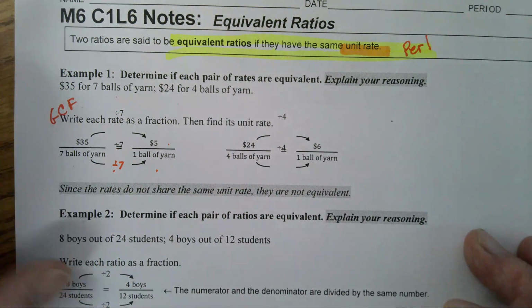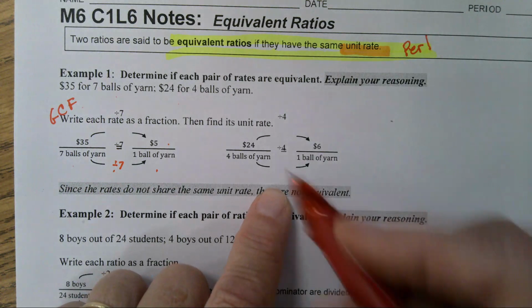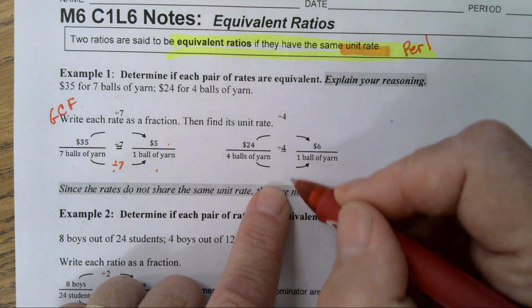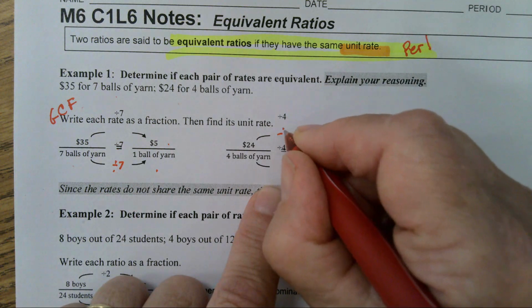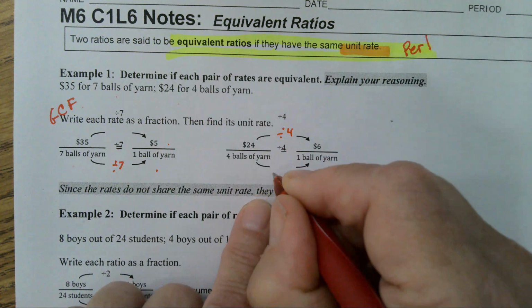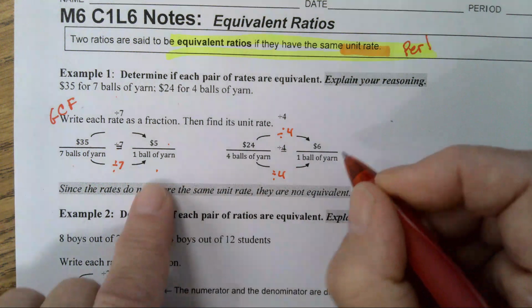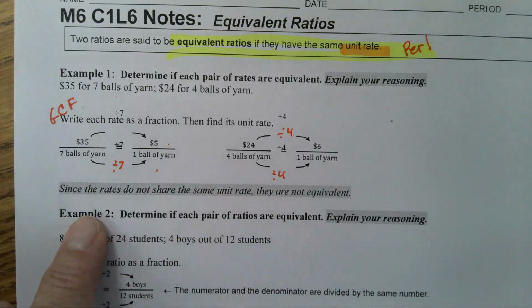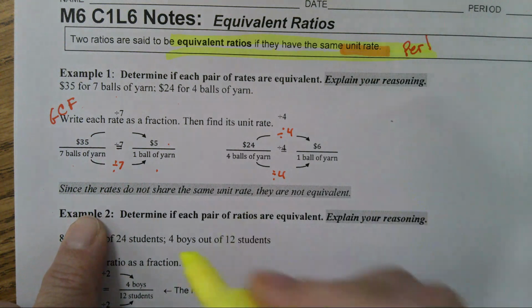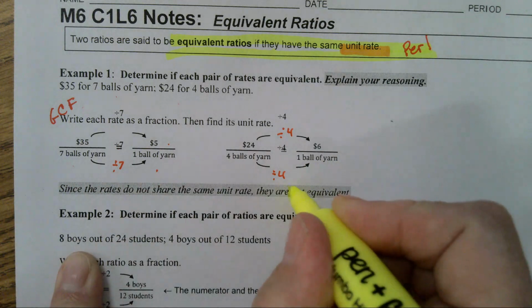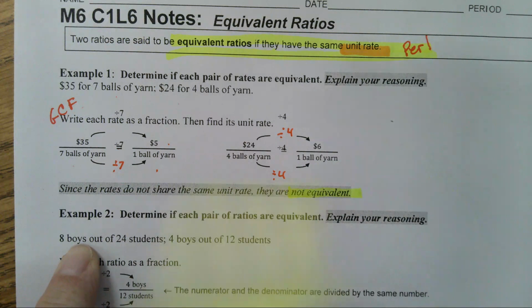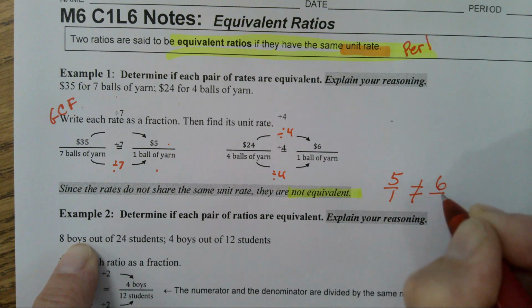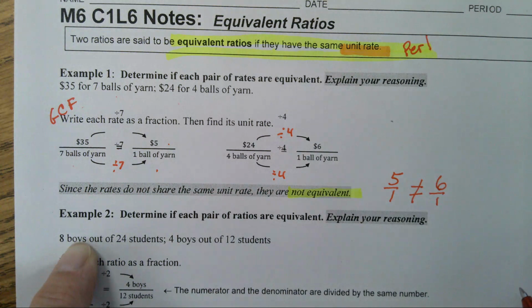Now let's see what happens here. What is our greatest common factor between 24 and 4? It's 4. You divide: 24 divided by 4 is 6, and 4 divided by 4 is 1. Do they have the same unit rate? No. Since the rates do not share the same unit rate, they are not equivalent. So these are not equivalent because their unit rates are different. 5 over 1 does not equal 6 over 1.